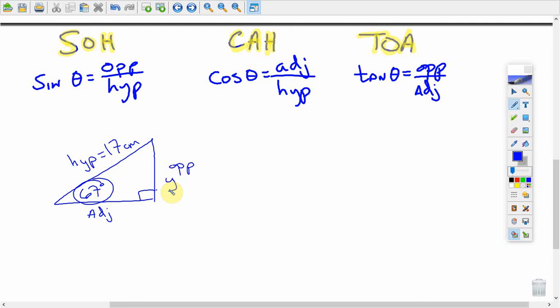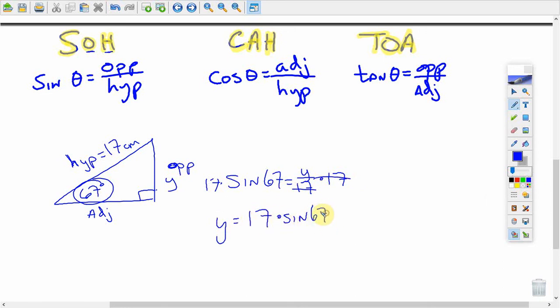So I know I'm going to use sine because I have opposite and hypotenuse, which is the O and the H part of the SOH. So my equation is going to look like sine of 67 equals y over 17. To solve that now, I'm going to multiply both sides by 17. And we'll switch this around so that we have y equals 17 times sine of 67.